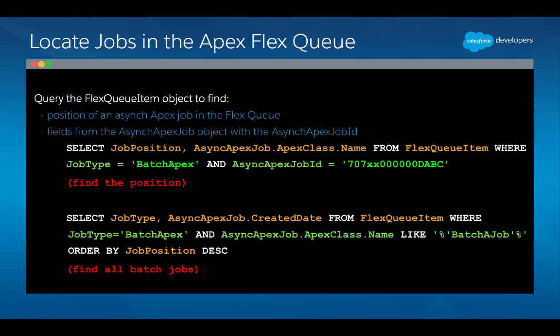Now we also have the ability to query the FlexQueueItem object and be able to find the position of any of those jobs within the flex queue. So you can do some manipulation there or simply output some of that data. And so once you want to inspect any Apex job, you can use that asynchronous Apex job ID to grab more information about that job directly from the FlexQueue query. And so these are a couple examples of being able to find the position of that async job in the flex queue, and then also find all batch jobs in general along with their associated metadata.